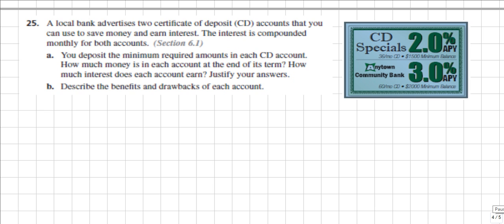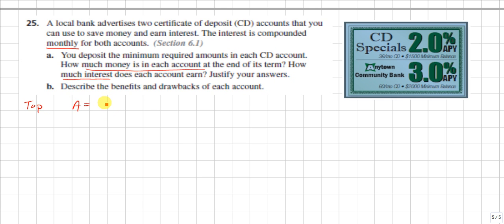Okay, the next question talks about us getting a couple of CDs, and we want to know the interest. It looks like what we need to find out is how much money is in each account at the end, and how much interest, which means how much it grows. So let's go ahead and, for the top CD, we're going to have the amount, and it says it's compounded monthly.